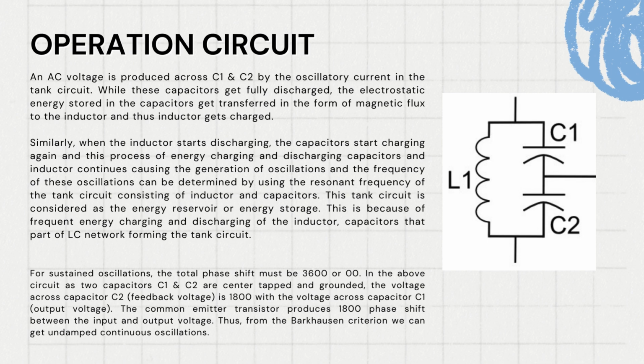So to sustain the oscillation, the total phase shift must be 360 degrees or 0 degrees, and the feedback voltage is 180 degrees. The emitter transistor also produces 180 degrees phase shift between input and output. This will cause a continuous oscillation.